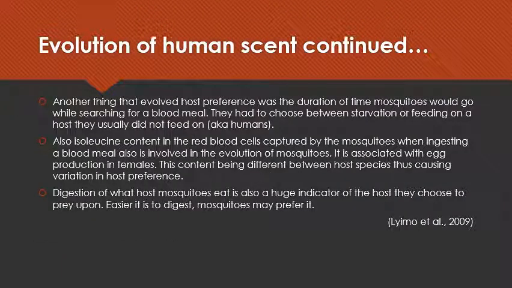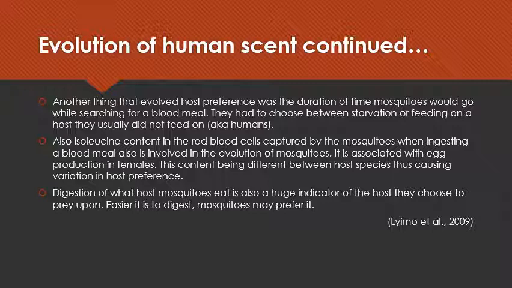Some other factors that made the mosquito evolve to feeding on us, humans, include the amount of time mosquitoes would go searching for a blood meal. They had to choose between starving or feeding on a host that they would not normally feed on, aka humans. Also, the isoleucine content that is in red blood cells, which helps with the egg nourishment in females, is another factor in how mosquitoes evolved. Because in each species this content is different, and the female wants to get as much nourishment as she can.